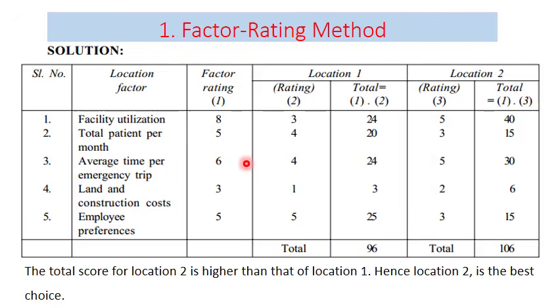adding. As you see from this table, we multiply for location 1 and we multiply for location 2, and the last step is adding those multiplied products, those multiplied outputs. So when we add for location 1, we get 96, and for location 2, we get 106. So 106 is greater than 96, so the best location is location 2. According to these critical success factors, location 2 is better than location 1.